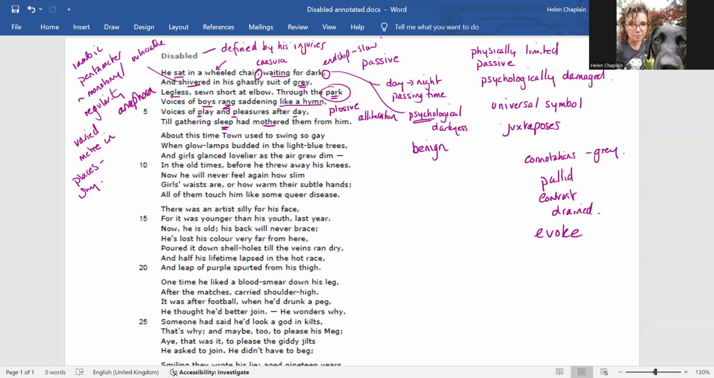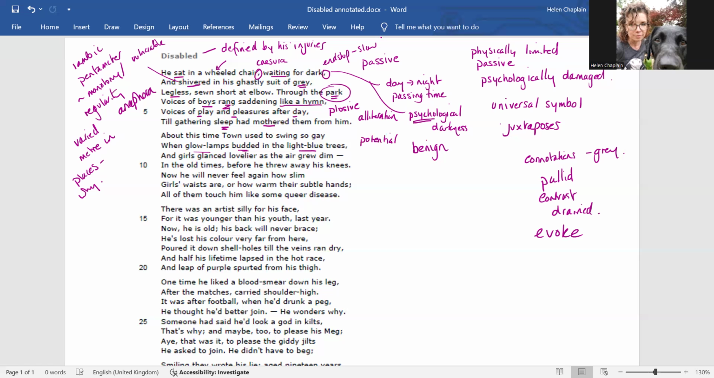So we go to this idea of the natural and the unnatural being put together in a way that was beautiful. You've got glow lamps budded. Budded is again that idea of potential. If something has potential, it's got that future possibility to it. And the lamps were budding in the trees. It was hinting that this is going to be a brilliant night. Light blue trees.